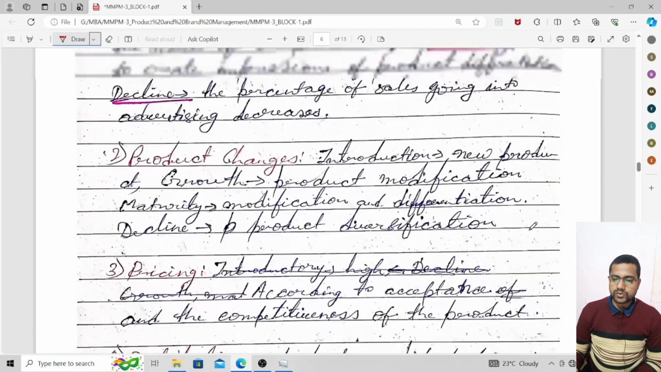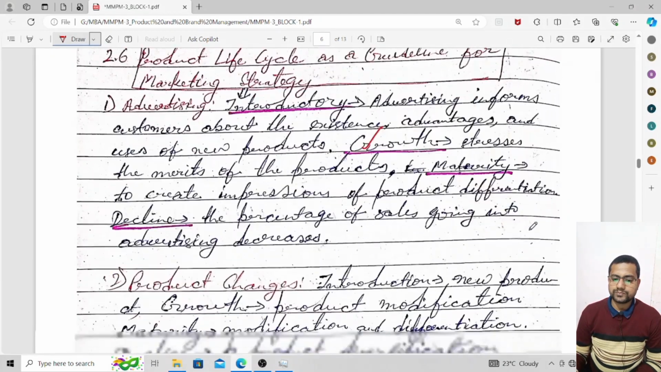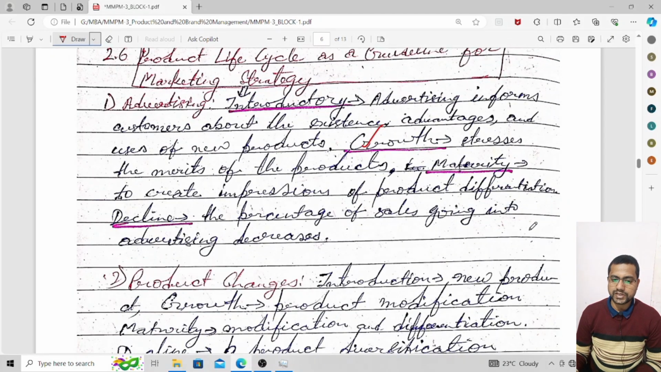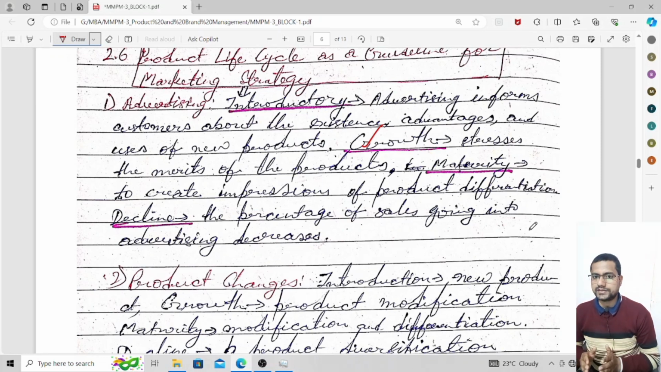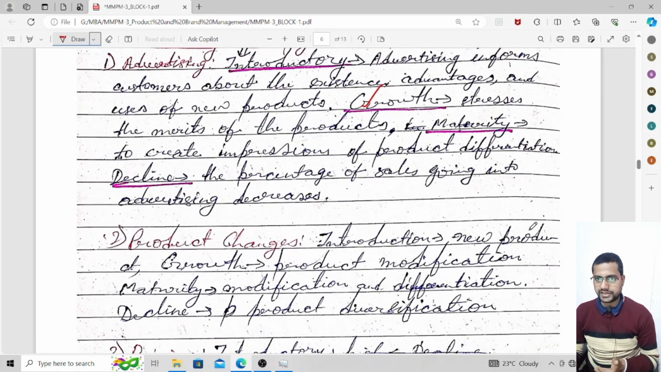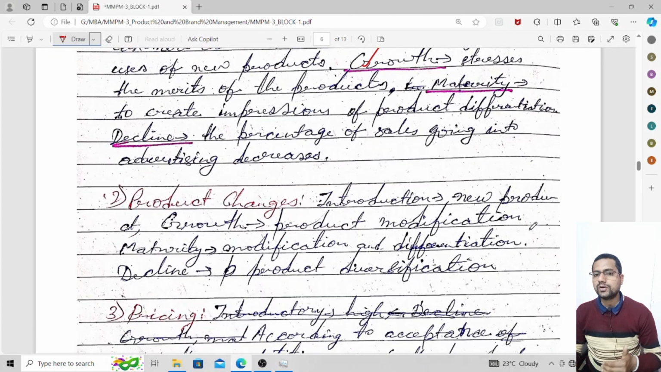Then the second one, product changes. The first marketing strategy that is given here is advertising. The second marketing strategy that is given here is product changes. Product changes means whether to change the product or not, whether to change the quality, quantity, price, means many things we consider when we want to change the product.